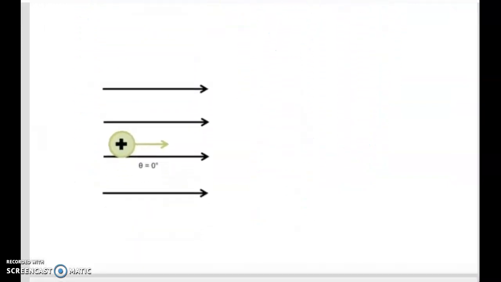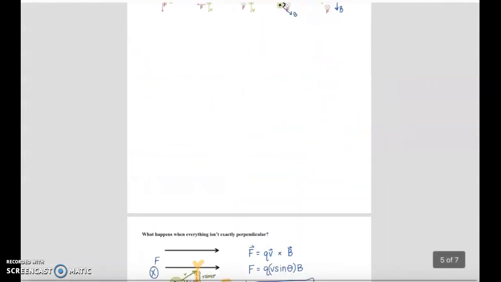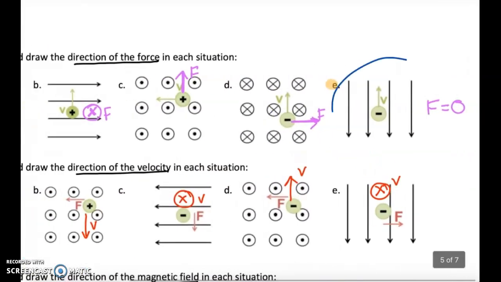For the other extreme, what if you had a charge that's parallel to the magnetic field, like we did in our previous example? Your velocity goes to the right, your B goes to the right, but they're already parallel to each other, so we expect a force of 0. Using our equation, but substituting in an angle of 0 degrees, sine of 0 degrees simplifies to 0, so indeed we get a force of 0. That's the mathematical explanation for this example that we talked about before.